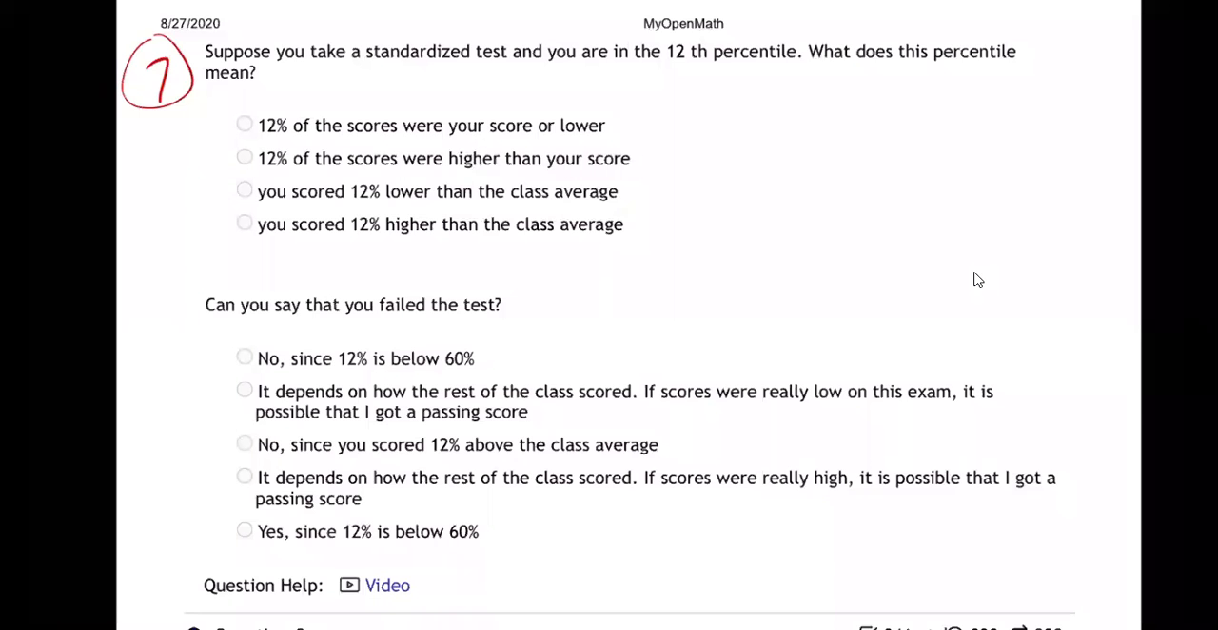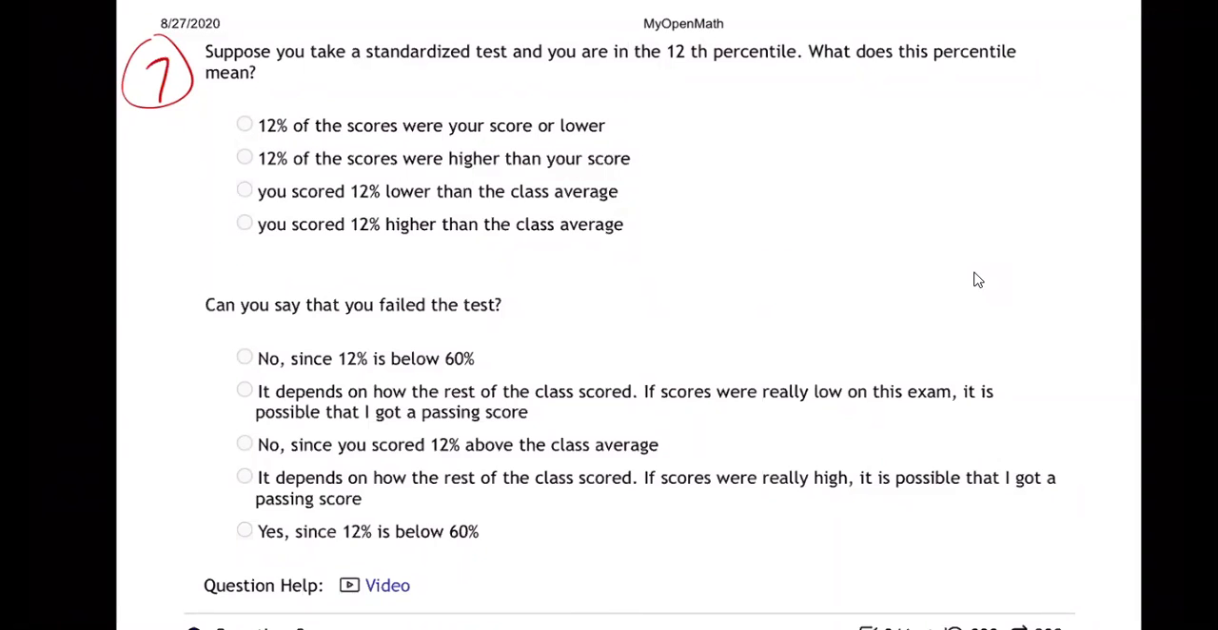Question number 7. So now they're going to ask us the meaning of percentiles, like what's it all about, what's it for kind of questions. So here we go. Suppose you take a standardized test and you are in the 12th percentile. What does this percentile mean? What does it mean if you're in the 12th percentile?